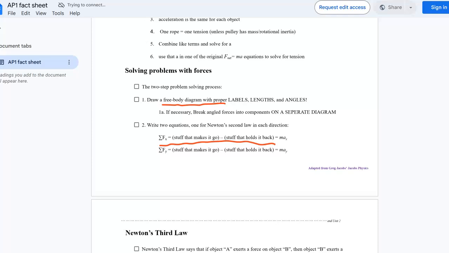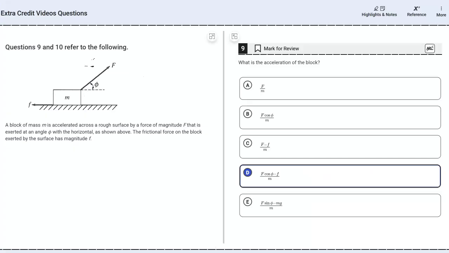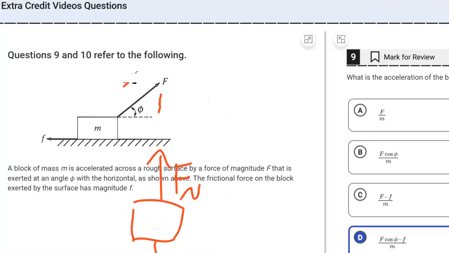And then also we're going to need to know our trigonometry, because here, if we draw our FBD, we know down the weight force is mg, and then going up we have our normal force, but we also have this force from F, the vertical force.